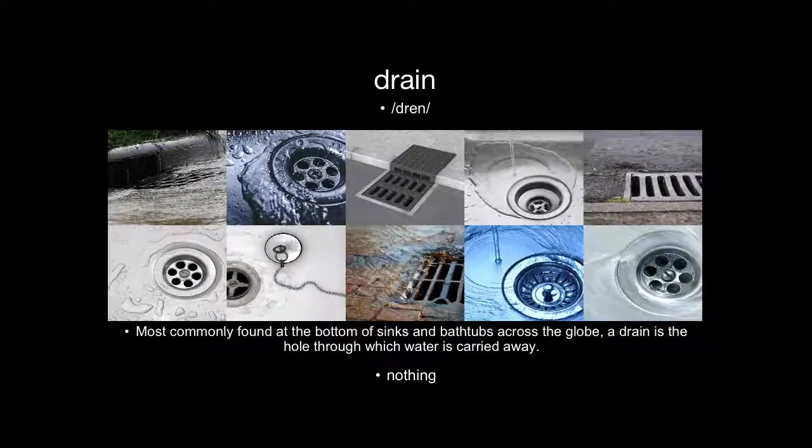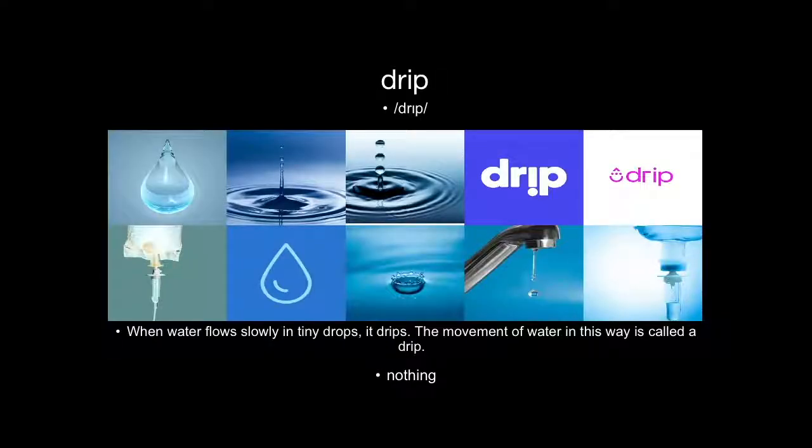Drain, drain. Most commonly found at the bottom of sinks and bathtubs across the globe. A drain is the hole through which water is carried away. Drip, drip. When water flows slowly in tiny drops, it drips. The movement of water in this way is called a drip.